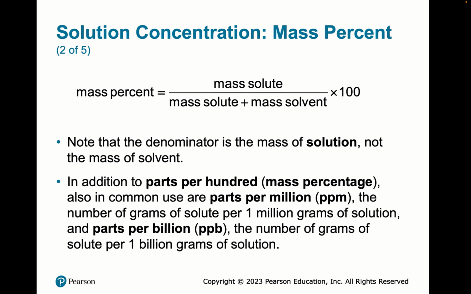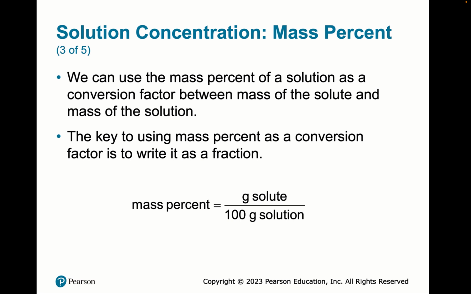You've probably seen parts per million and parts per billion for certain things that are in small quantities, like the concentration of carbon dioxide in the atmosphere, or the acceptable amount of lead you can have. These are shown in relatively small numbers, and that's why we need parts per million.